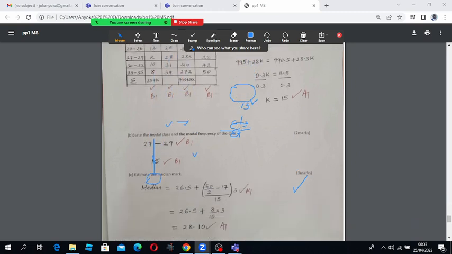State the modal class and the modal frequency. So modal class is what? Modal class is 27 to 29, and the modal frequency is 15.